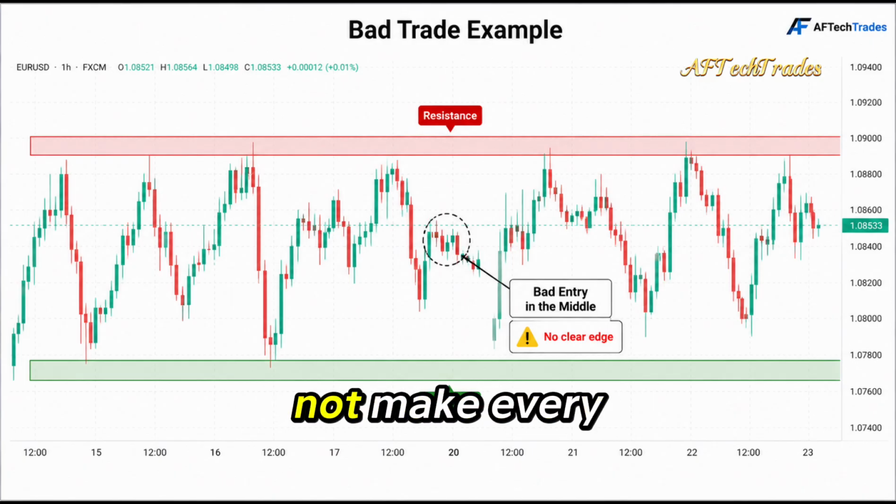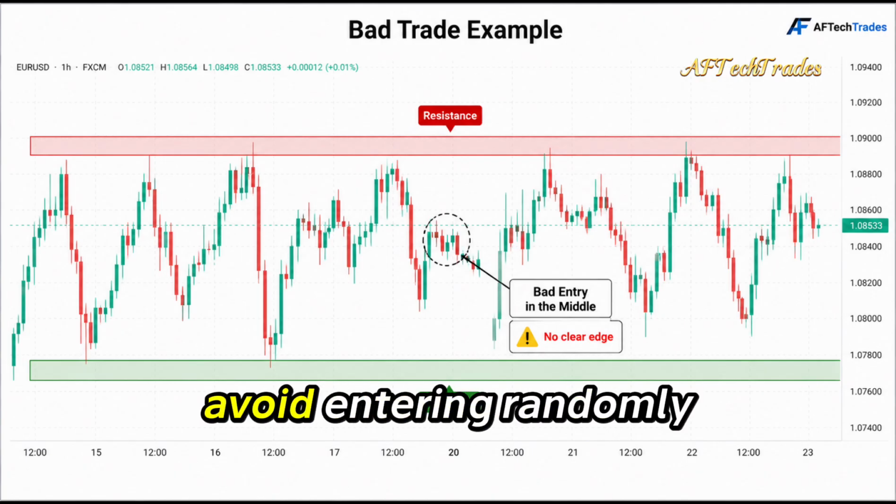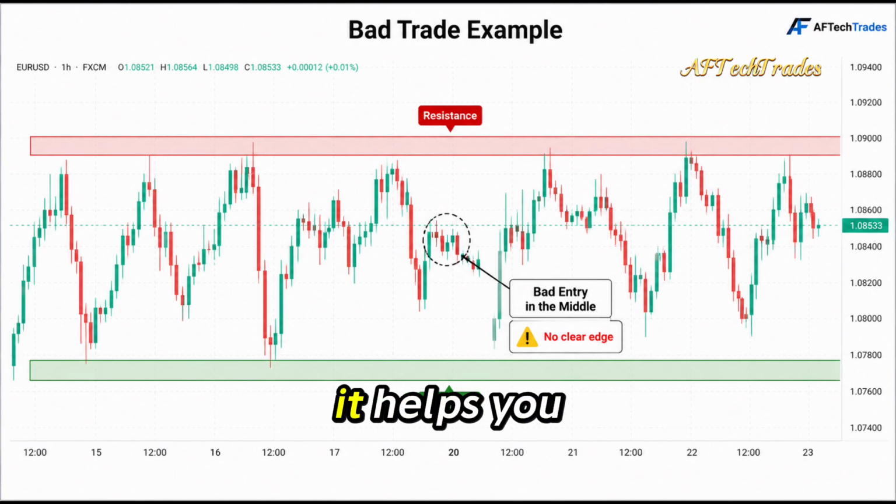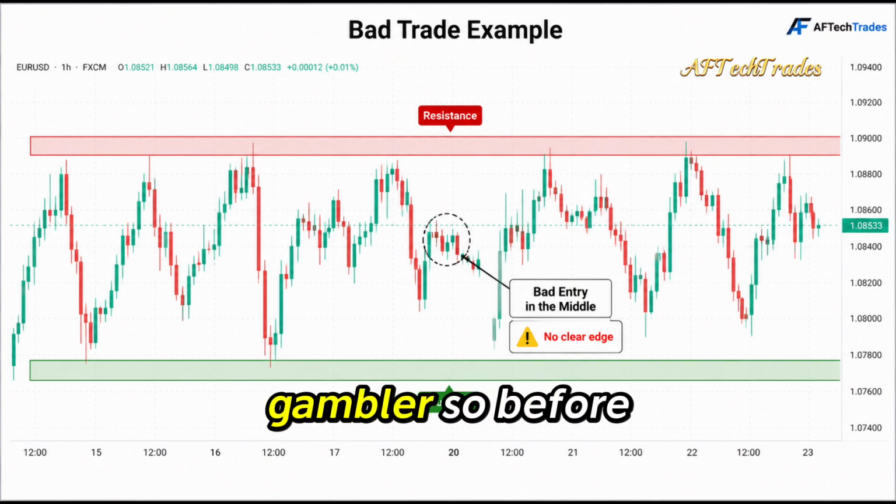The checklist will not make every trade win. No checklist can do that. But the checklist gives you structure. It helps you avoid entering randomly. It helps you think like a trader, not like a gambler.